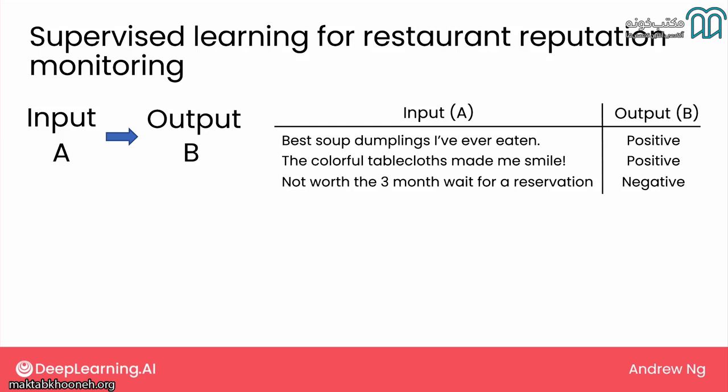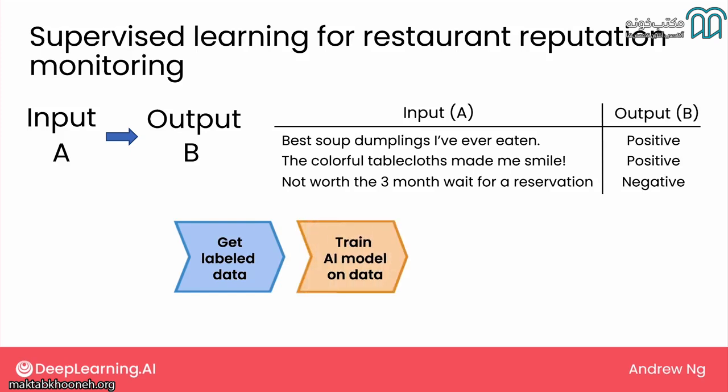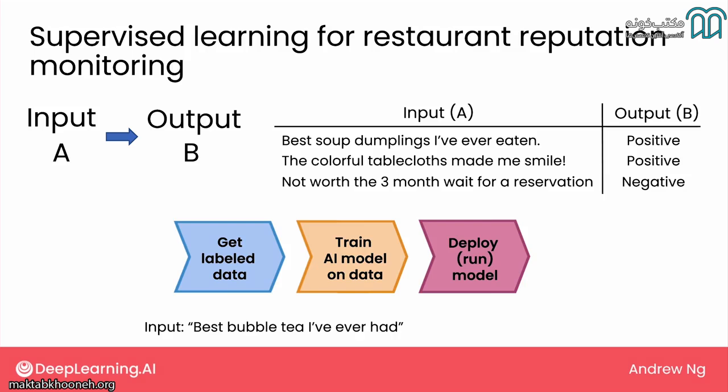And the process of building the system would involve first getting labeled data, then finding an AI team to help train an AI model on the data to learn how to output positive or negative depending on different inputs A. And then finally, you might have to find a cloud service like AWS or Google Cloud or Azure to deploy and run the model so that when you then input best bubble tea I've ever had, it would hopefully recognize this as having a positive sentiment. And this process would often take months.